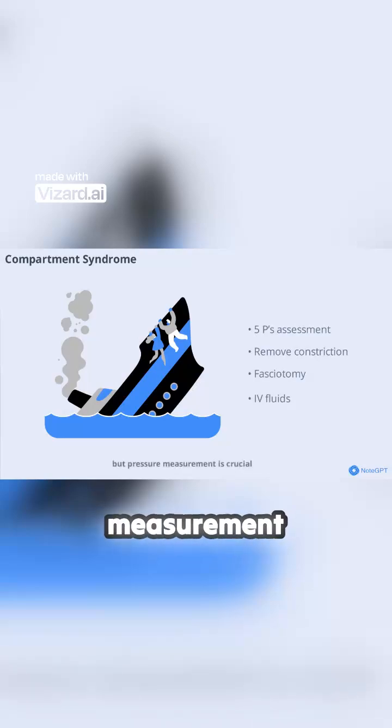Compartment syndrome is a surgical emergency characterized by severe pain, pallor, pulselessness, paresthesia, and paralysis, the 5 Ps. It often follows tight casts or severe trauma. Clinical diagnosis is key, supported by BP apparatus and pulse oximeter. X-rays may show fractures, but pressure measurement is crucial.